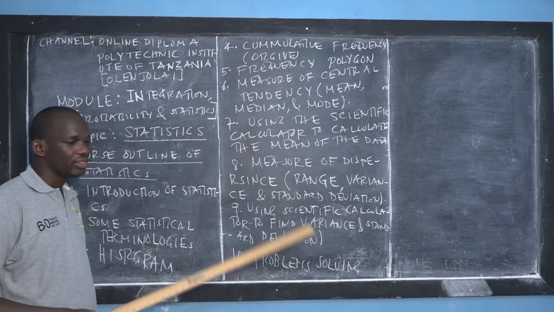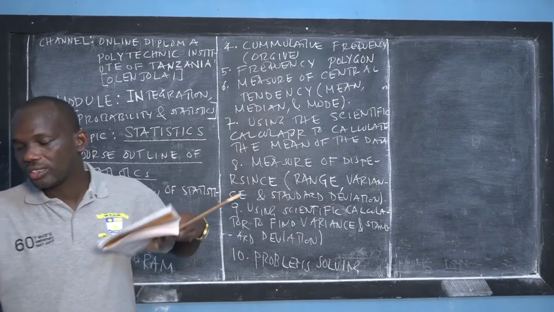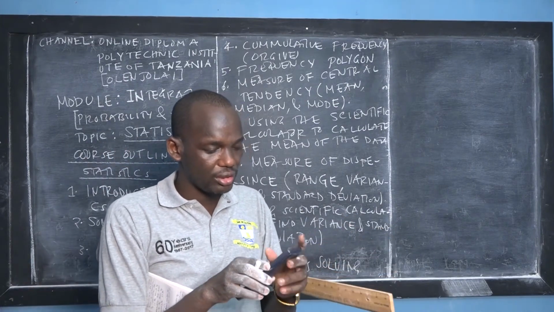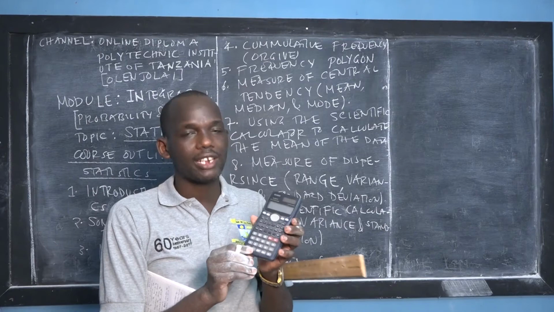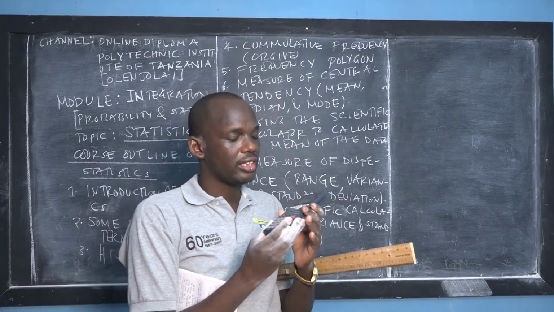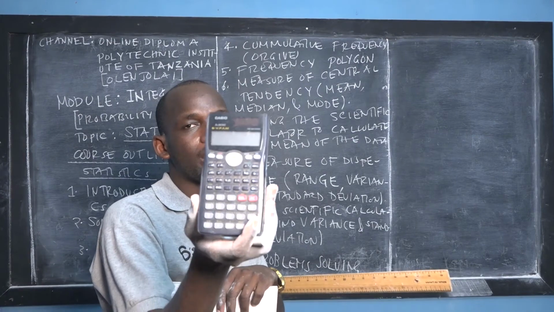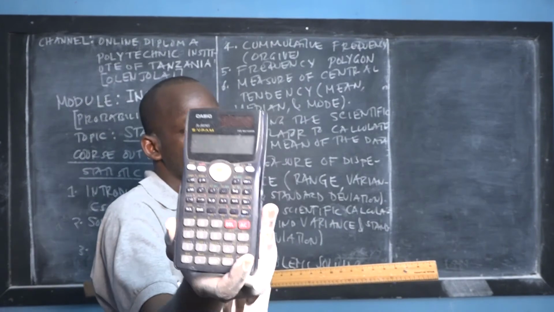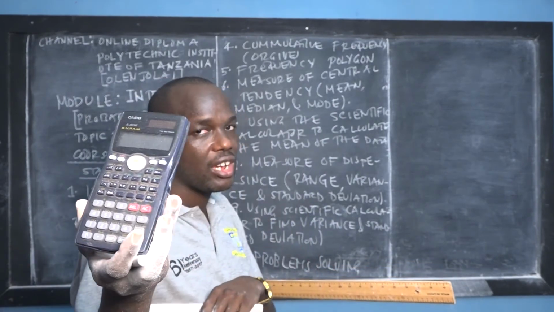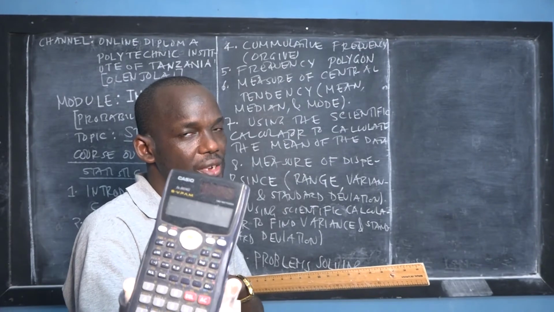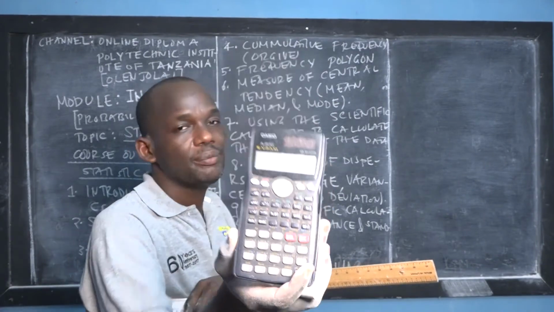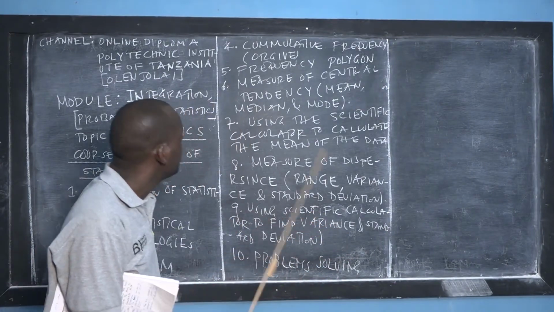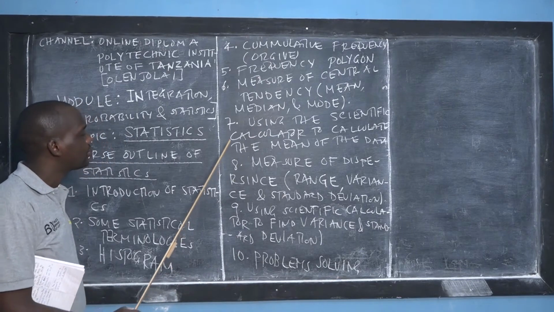Then number seven, we can use a scientific calculator like the one that I have here, which is Casio fx-991MS, to compute the mean or standard deviation of grouped data, or even ungrouped data if you change them into grouped data. So that's the concept that I'll be teaching you in this subtopic.